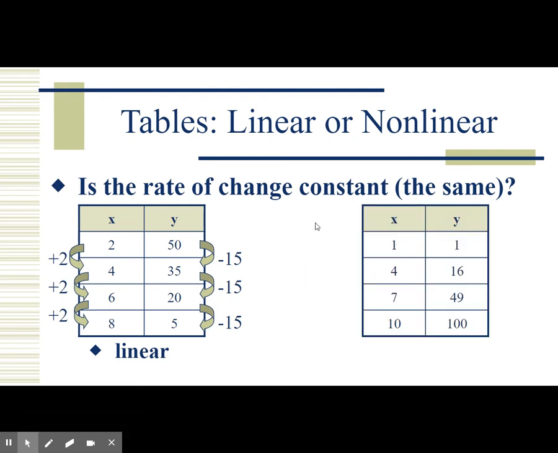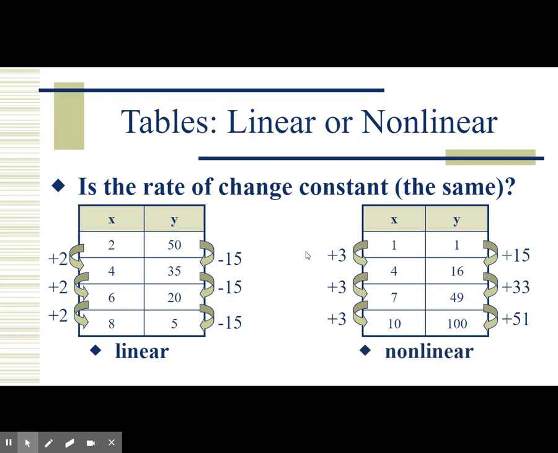Whereas we look at this one, we look at our x's: up 3, up 3, up 3. So far so good, but then you have to make sure you check your y side. It goes up 15, up 33, up 51. So is this graph going up by the same amount or changing by the same amount between every line? No. So it's nonlinear. It's that simple when it comes to the tables. You just look at the table and see what each line is changing by. Is it changing by the same thing all the way through the table? If it is, great, it's linear. If it's not, nonlinear.